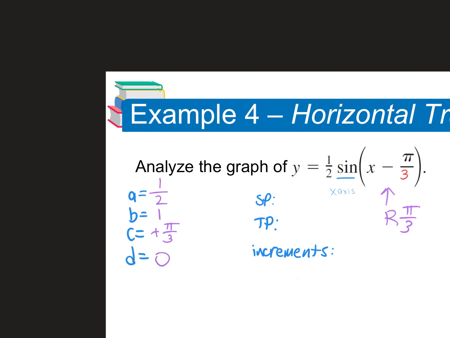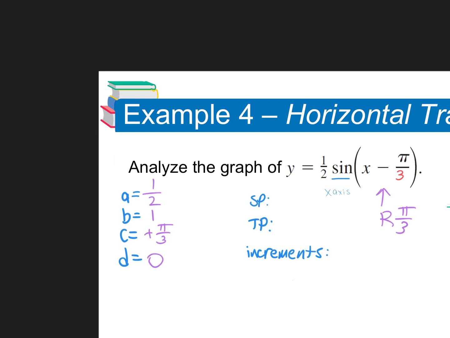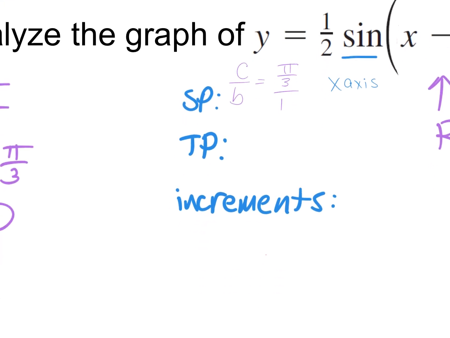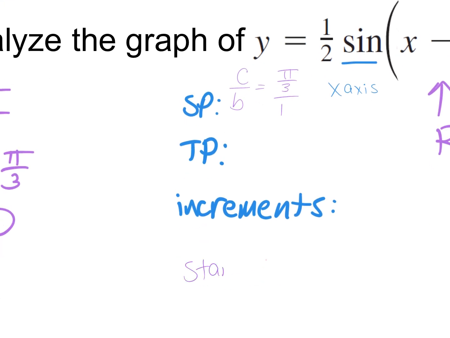Okay. So this one's going to be a tad bit different. Your starting point. This one's not going to start at 0. Let's figure out where this is going to start. My starting point, how do you find it again? It's C over B. Well, what's my C value? Pi over 3. And what's my B value? 1. So where is this graph going to start? It's starting at pi over 3. It's not starting at 0. We knew that because there's a shift.